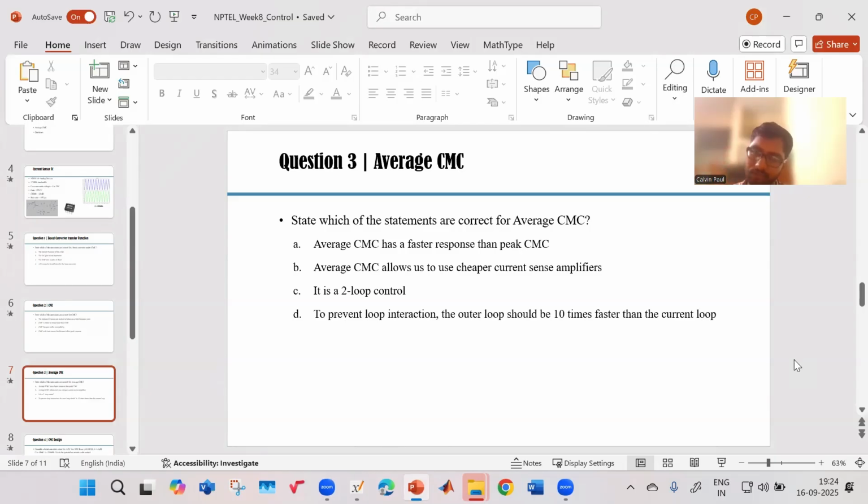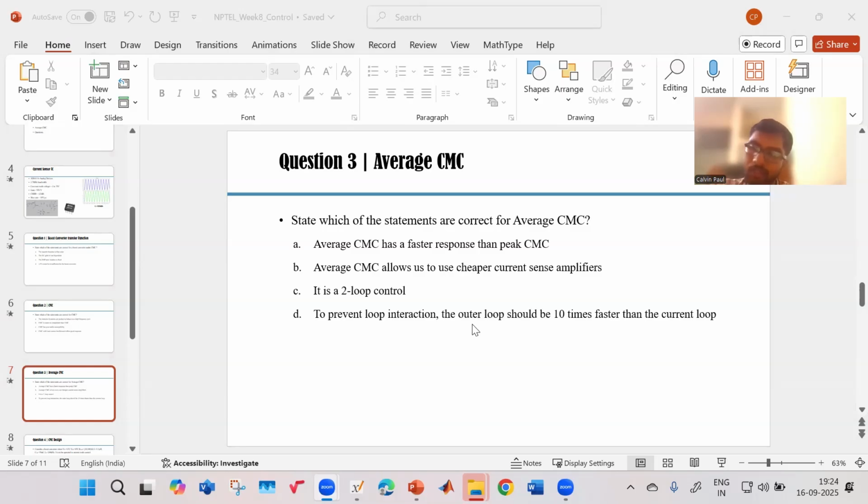So we have told that A is correct. Average current mode control has a faster response than peak current mode control. That is not correct. Okay. 2 and 3 are correct. Joshi is saying 2 and 3 are correct. Okay, average current mode control allows us to use cheaper current amplifiers. Good. Loop control also is good. Okay. So I'll say B and C are correct, as Joshi has told. A is incorrect and D is incorrect.